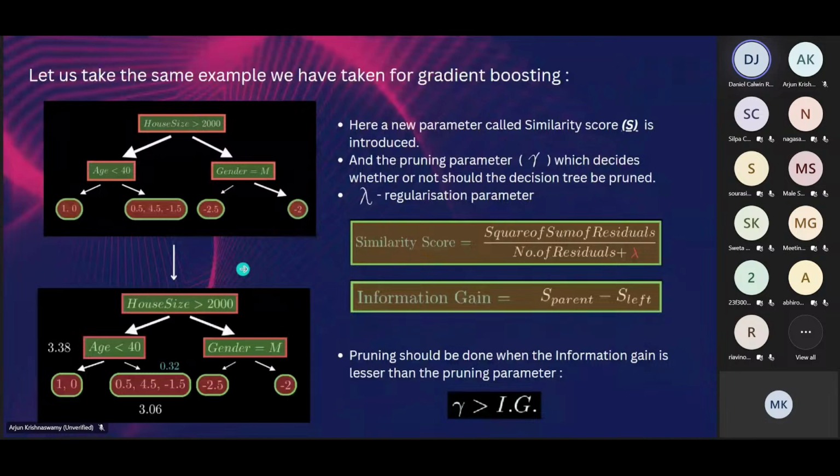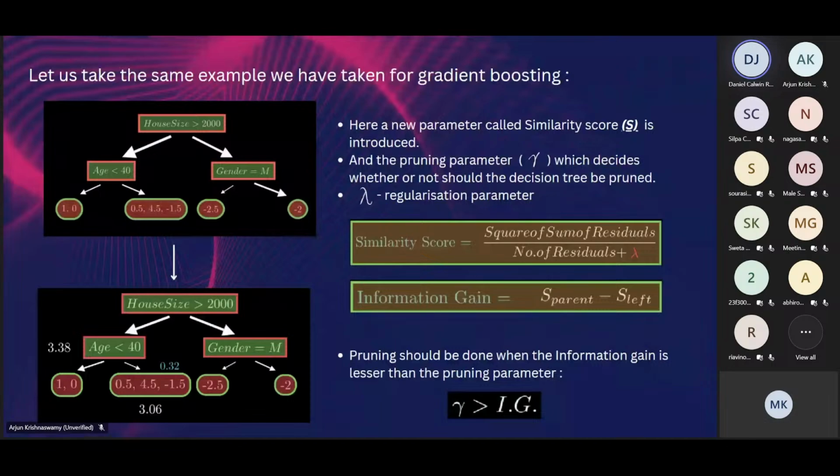The mathematical functioning of this is going to be almost similar to our normal gradient boosting, except that, as I mentioned earlier, we are going to have an excess of parameters. So we can see something called similarity score over here. It's mathematically going to be represented as the square of sum of residuals. So we saw what residuals mean earlier. Similarity score is going to be the square of sum of residuals divided by number of residuals plus lambda. Lambda is going to be the regularization parameter over here. So from this we can calculate the information gain. Information gain is going to be the similarity score of the parent node minus similarity score of the offspring node.